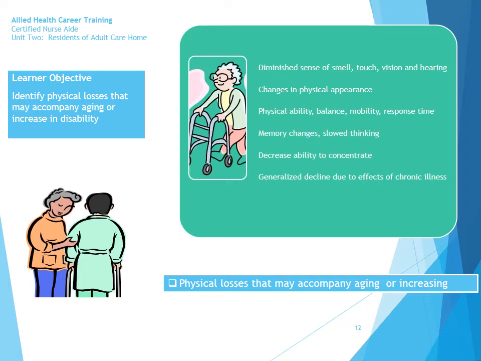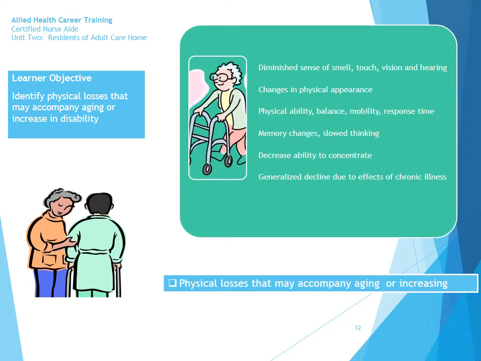You will have more wrinkles. Your hair turns gray, it might fall out, you might get hair coming out in places that you didn't before. You might lose a lot of muscle, so your skin might be kind of hanging where it wasn't before. So we have a lot of different changes in physical appearance. You'll have a lot of changes in physical ability: decreased balance, decreased mobility, and decreased ability to get around.